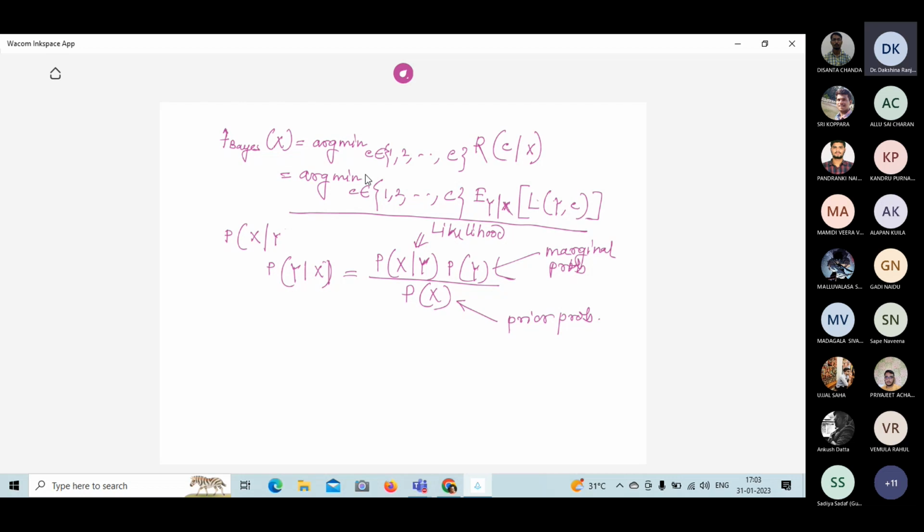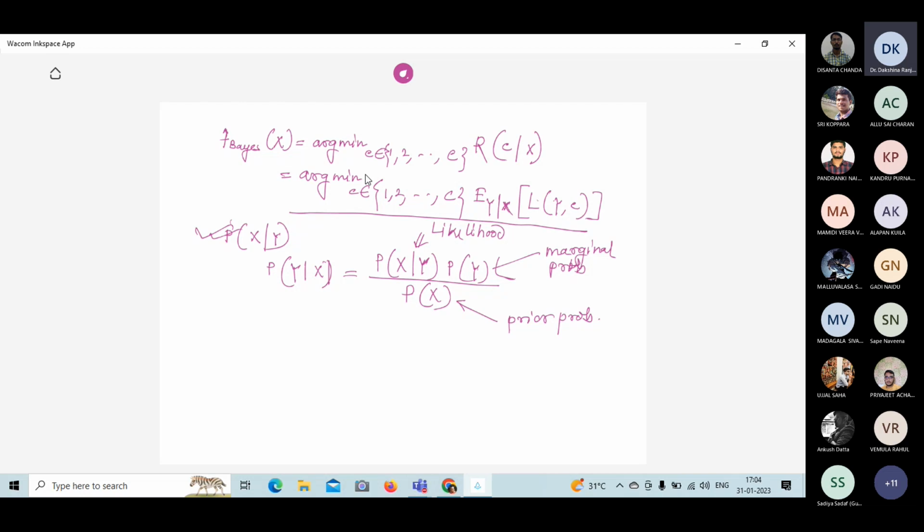Now, if we apply the likelihood method in order to approximate this likelihood function, then this approximation will be done separately for each class C. And this approximation will be done either by having a specific parametric form for this particular distribution, and also using the training data.